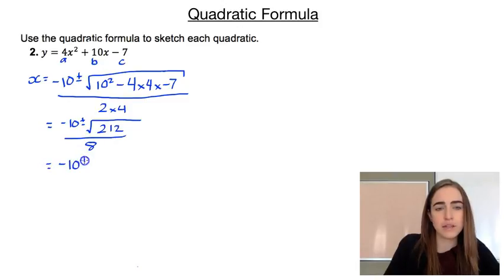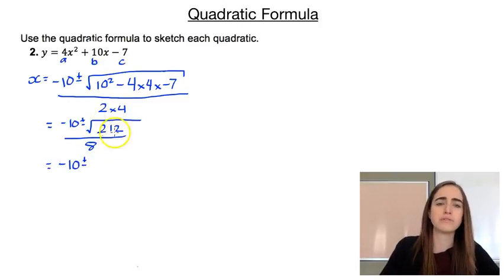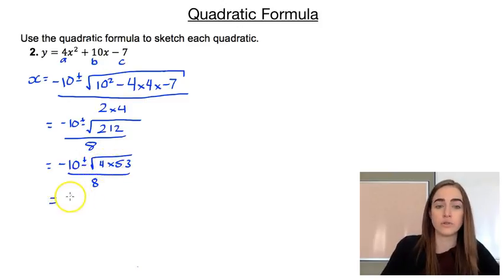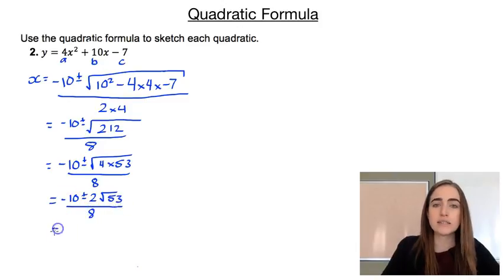Then we're going to have -10 plus or minus. Now I want to simplify this third. So we're looking for square numbers that are divisors of 212, and we end up with 4. So 212 can be split into 4 times 53 over 8. But we know that the square root of 4 is 2. So we're going to have -10 plus or minus 2 root 53 over 8. And then just to simplify that a little bit, we can divide everything by 2. So we're going to end up with -5 plus or minus the square root of 53 over 4.